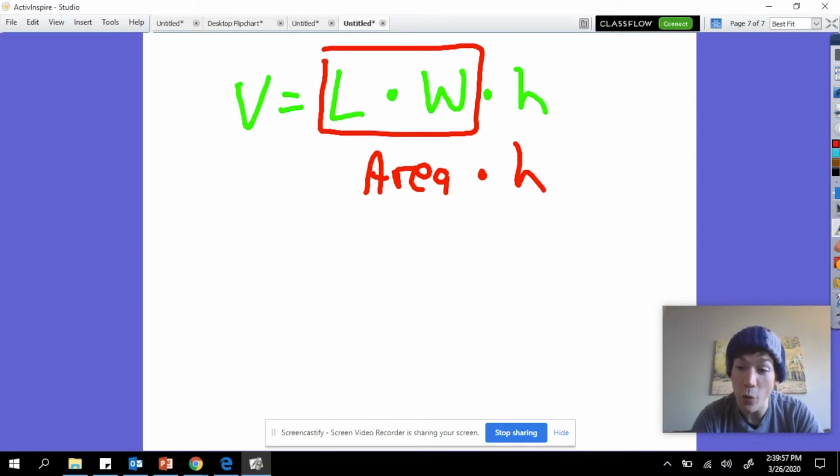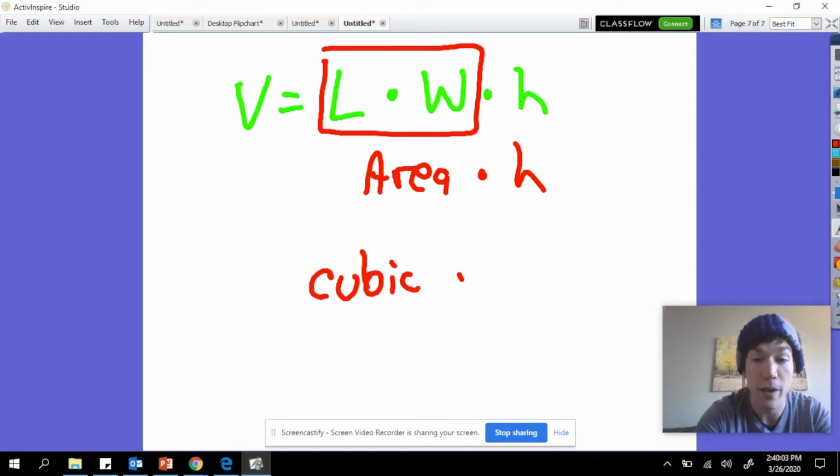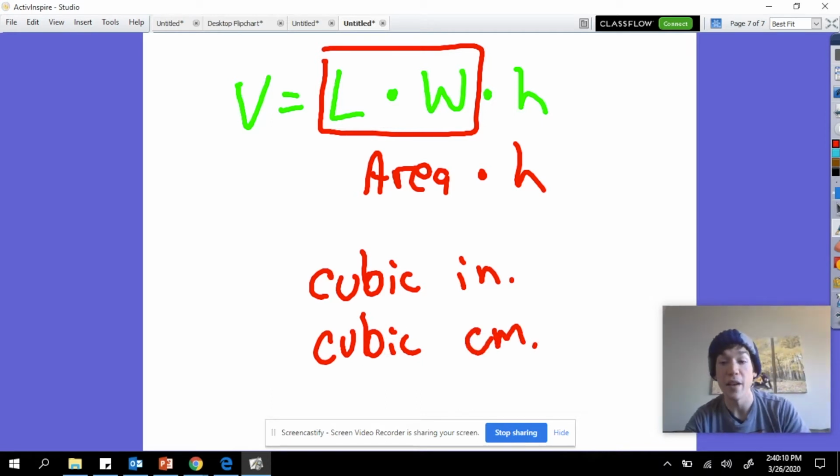Now, normally when we talk about volume, remember we were talking about cubic units. So we could have cubic inches or cubic centimeters or cubic feet. Remember, a cubic inch would be like a cube that was an inch long, an inch wide, and an inch high. Now, in this case, though, we're not measuring in a standard unit. We're measuring in rolls of toilet paper. So, how many rolls of toilet paper are going to fit?